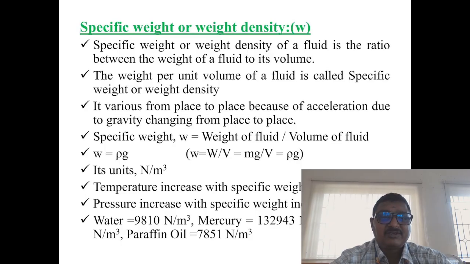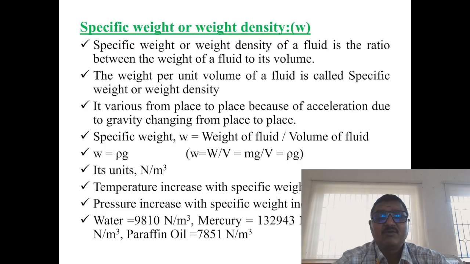Next property is specific weight or weight density. It is denoted by small w. The specific weight or weight density of a fluid is the ratio between the weight of the fluid to its volume. Simply, weight per unit volume of fluid is called specific weight or weight density. Small w is equal to capital W divided by V.